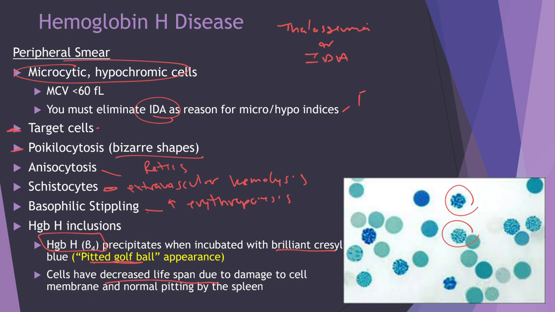So a good test that you can do is a ferritin level. In iron deficiency anemia, ferritin is going to be decreased. And in thalassemia, it's going to be normal to increased because there's not a problem with getting and keeping iron.